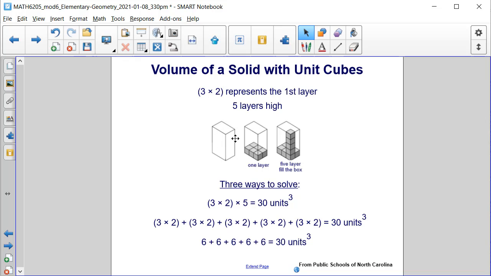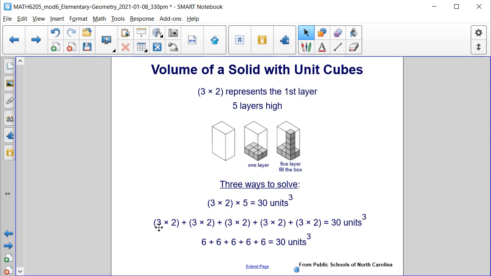So in this example problem, we're told that 3 times 2 represents the first layer, and the big block is 5 layers high. So there are 3 ways that this problem could be solved. You could multiply 3 times 2 times 5 and get 30 cubic units. Or you could take 3 times 2, that area of 6, and add it to itself 5 times, since there will be 5 layers to fill it in.